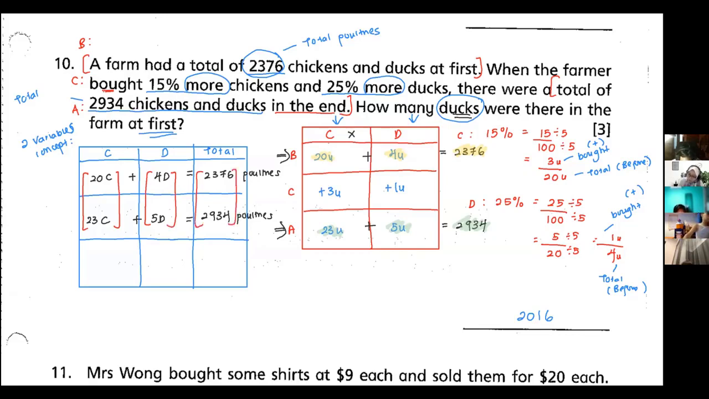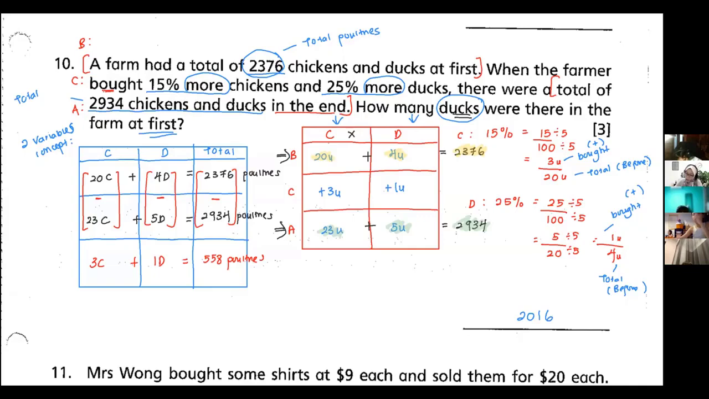Can you see my brackets, right? So we're gonna minus, we're gonna minus, we're gonna minus. All right. So when you minus 23 minus 20, you get 3 chicken. And then the plus continues. 5 minus 4, you get 1 duck. And then equals, when you minus 2934 minus 2376, you get 558 poultries. Right? So we have this information.